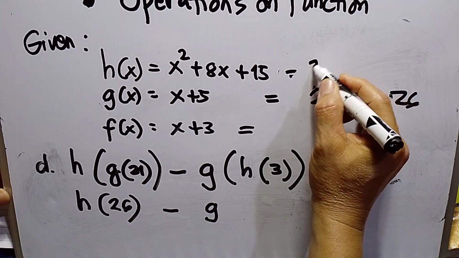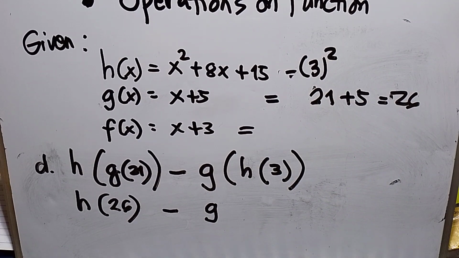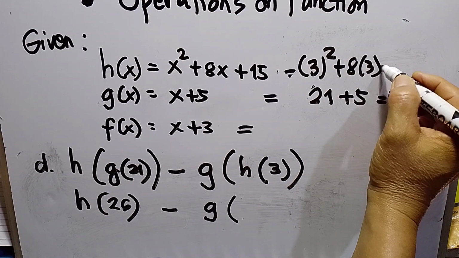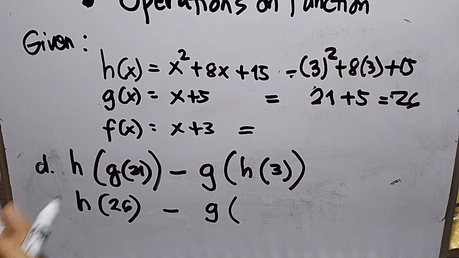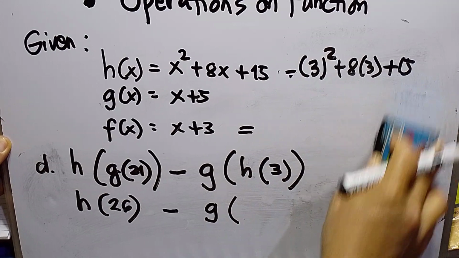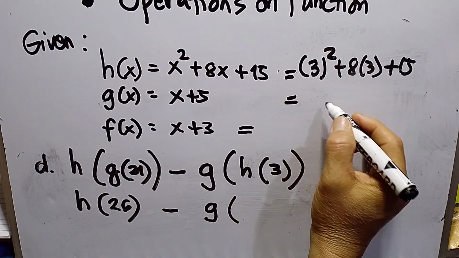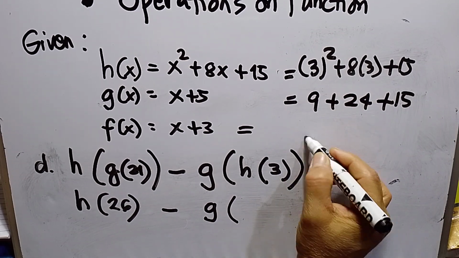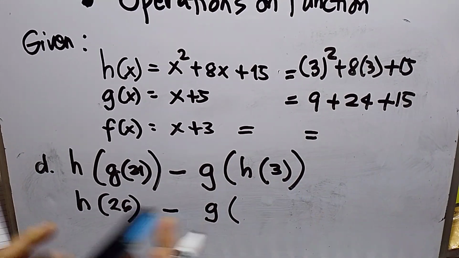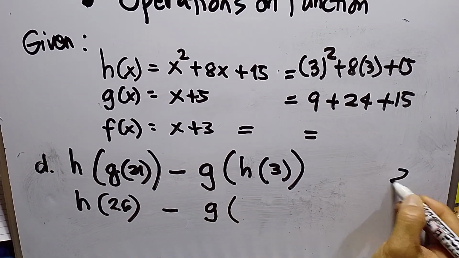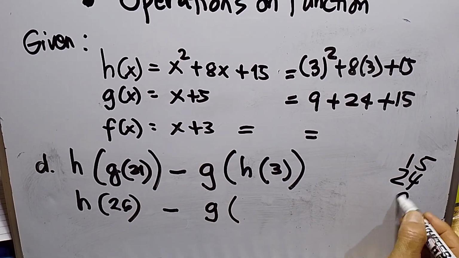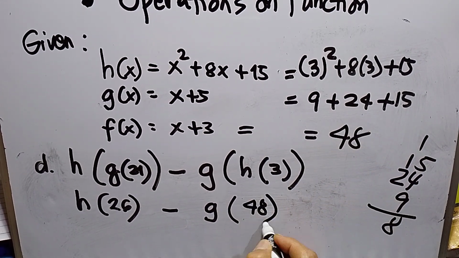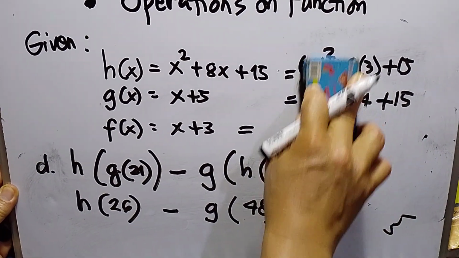h of 3: this will be 3 squared plus 8 times 3 plus 15. So this will be 9 plus 24 plus 15. This is 24, 15, 9: 18, carry 1, 48. So this will be 48. So it's not yet the final answer.